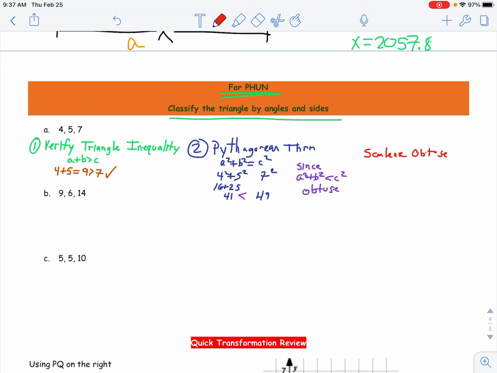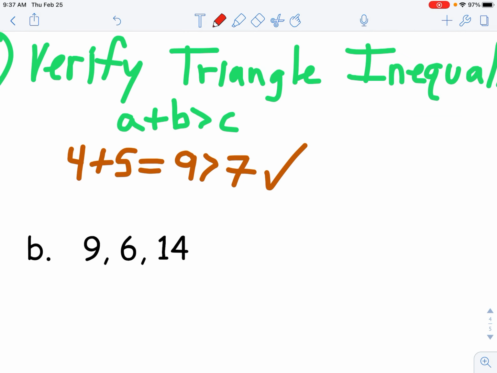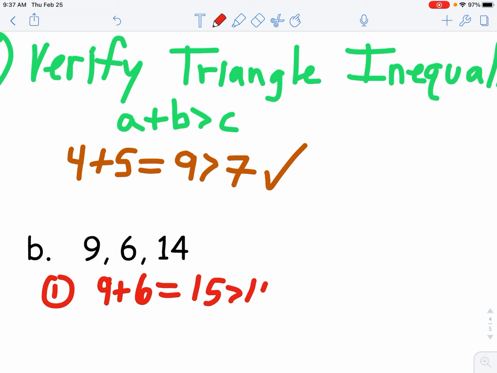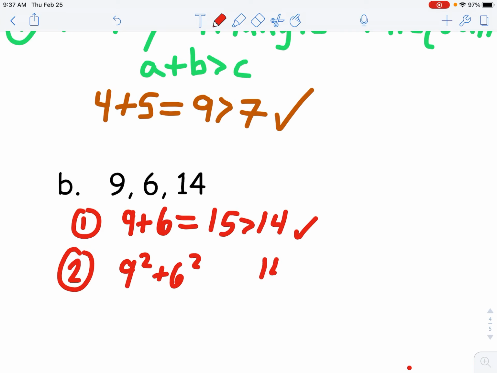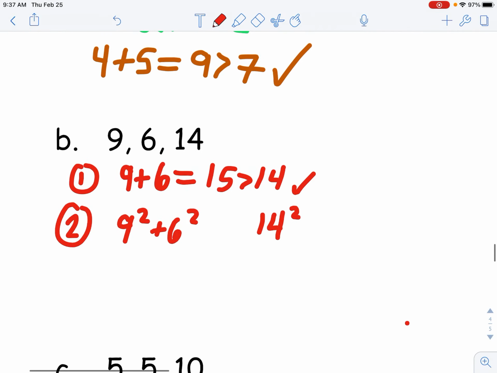Do the same thing for this one. Step 1: verify triangle inequality theorem. So I'm not going to write out as much as I did last time. All I'm going to do is 9 plus 6, which is 15, bigger than 14. So it can make a triangle. Cool. Step 2 is I'm going to plug this into Pythagorean theorem. So 9 squared plus 6 squared. I'm not going to write equals quite yet. I'm just going to solve it and compare.